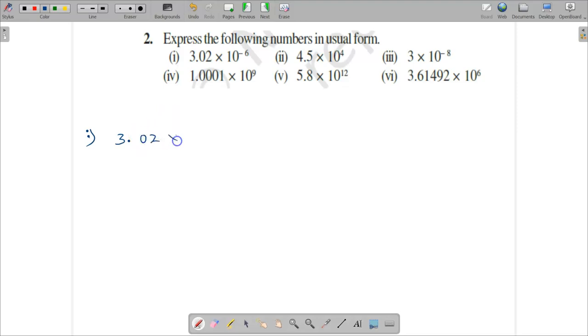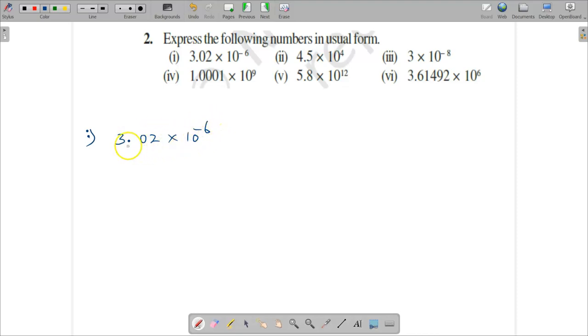So 3.02 into 10 power of minus 6. Whenever they have given the term 10 power of something, we need to see whether it is a negative or positive power. If it is a negative power, then when we multiply this term with the 3.02, it will become a very small number. Whenever we have positive power like 10 power plus 6, then while multiplying this term with the 3.02, this will become a very big number. So we need to first understand whether it is positive power or negative power. Negative power means it will become a very small number. Positive power means it becomes a very big number.